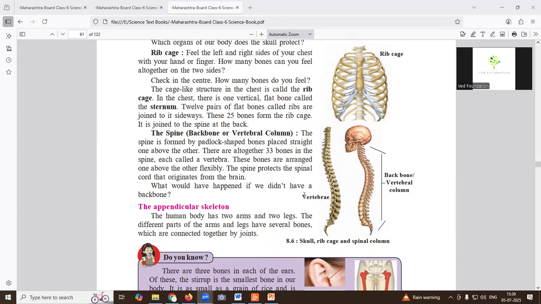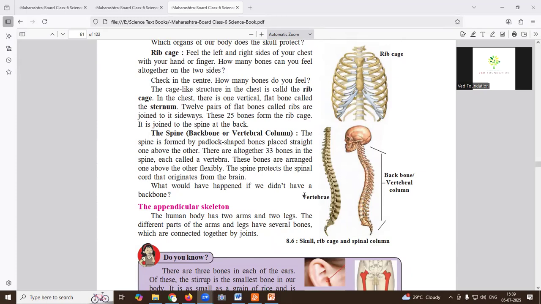Second, no protection for the spinal cord. The spinal cord is a very important part of our nervous system and it is a bundle of nerves. The vertebrae protect the spinal cord. Without the backbone, the spinal cord would be unprotected and easily damaged, which could lead to serious health issues or even paralysis.